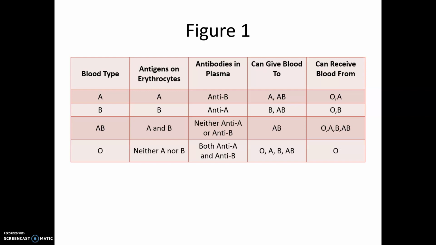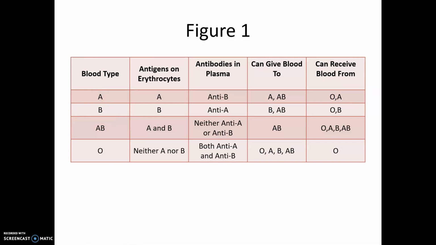So here is a figure just showing you basically everything that I just said. I've just put it into, let's say, a simpler chart. So I'll break it down one more time. If you have blood type A, you are going to have A antigens on your erythrocytes. That means that you want to attack anything that is not A, which is why you have anti-B. And you can give blood to A and AB, and you can receive blood from O, or a person who has A blood.